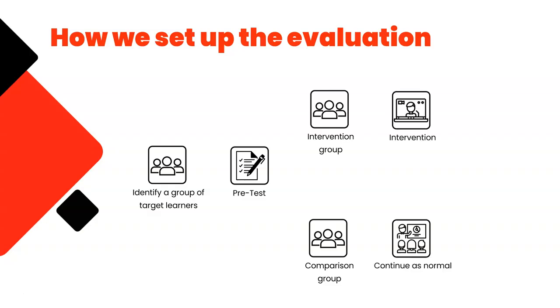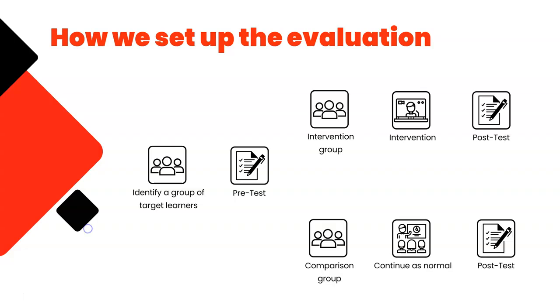The intervention group will use a strategy for the duration of the trial, and the comparison will continue as business as usual. At the end of the trial, both groups will complete the post-assessment task, which is the same as the pre, and when the data is entered into the platform, it will generate an impact report. If this is positive, you can then open up the strategy to your comparison group.